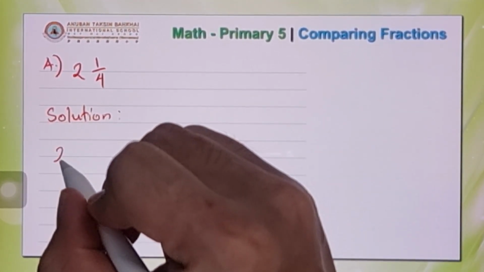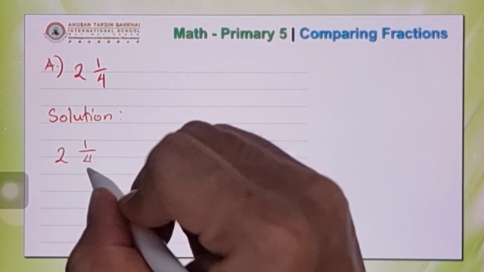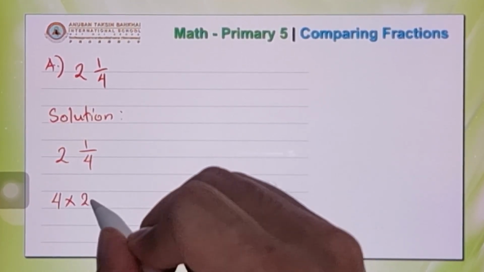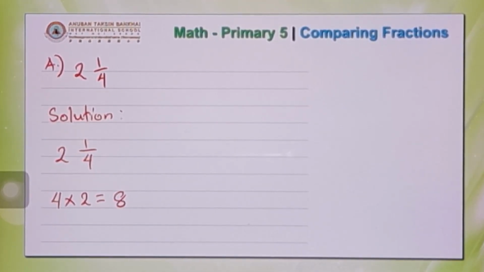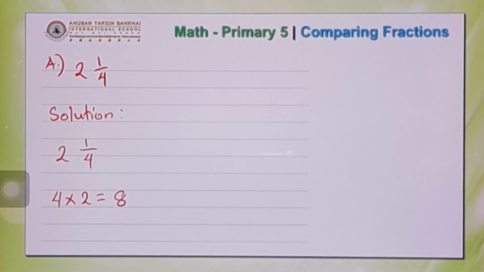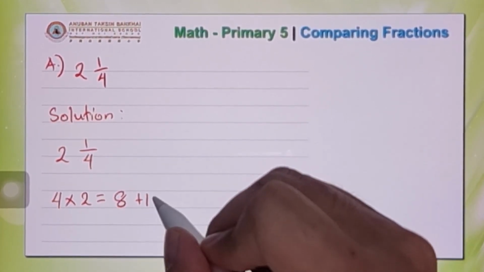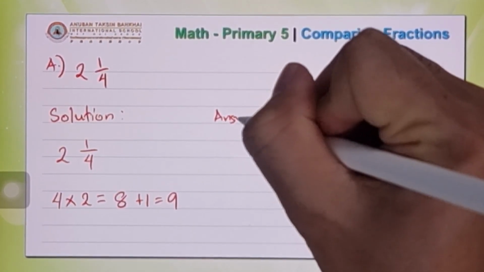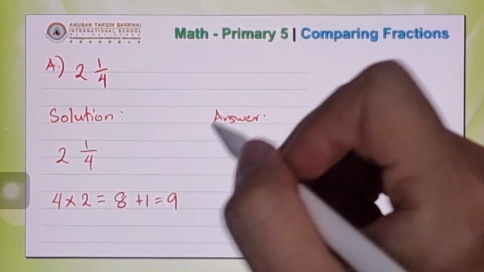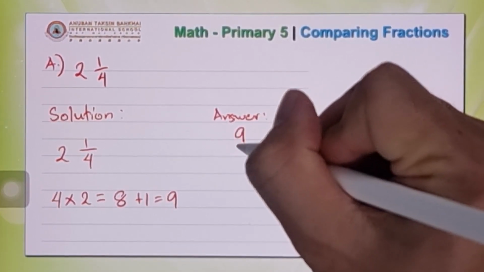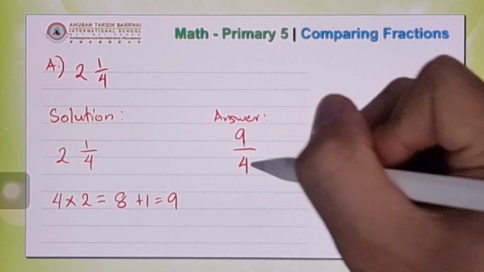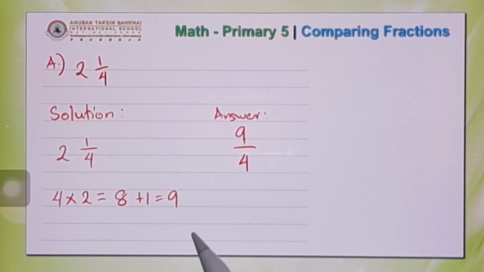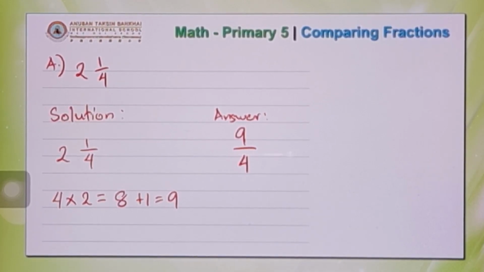So we have 2 and 1 over 4. So 4 times 2. That would be 8. And then let's add our numerator, which is 1. So that would be 9. So therefore, our answer is what? We have 9 over 4. So that would be our answer. Again, please write your solution on your notebook.